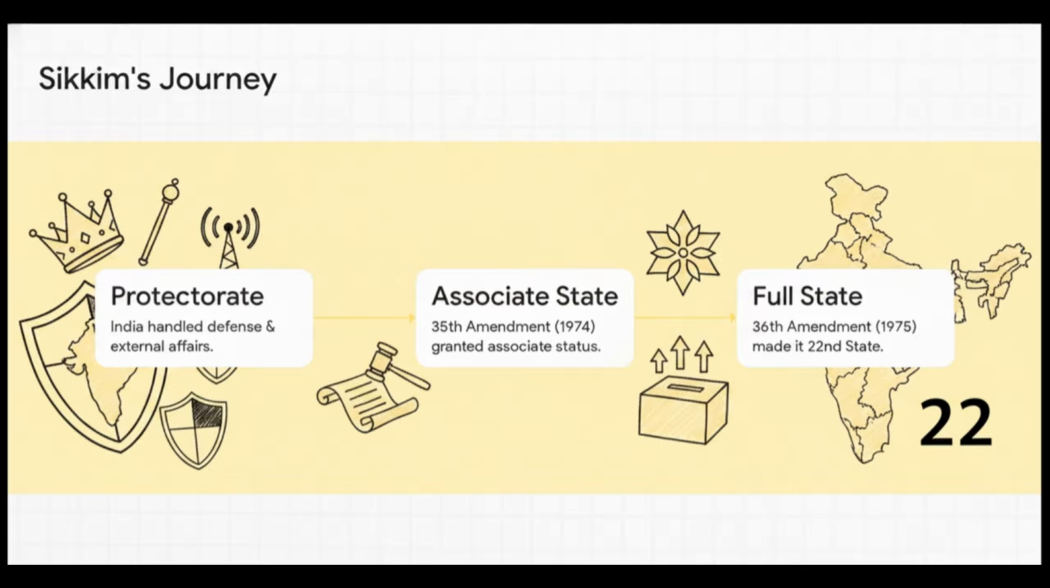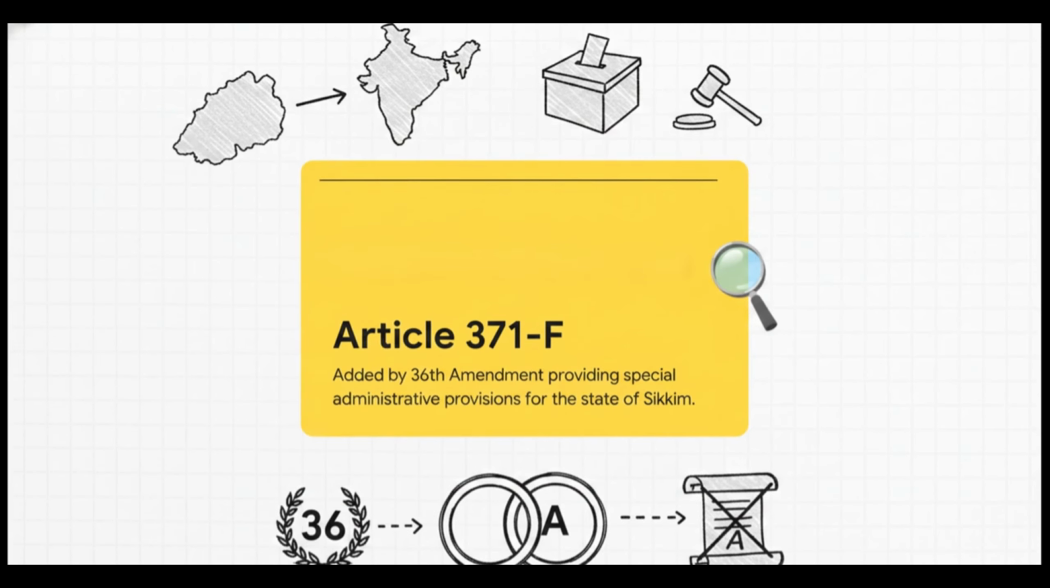But this experiment was pretty short-lived. Following a 1975 referendum that abolished the Chogyal institution entirely, the 36th Amendment was passed, making Sikkim a full-fledged state, the 22nd state of the Indian Union. So if you're taking notes, underline this next point.